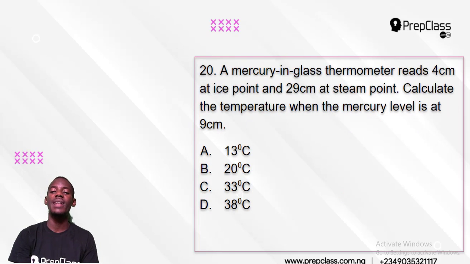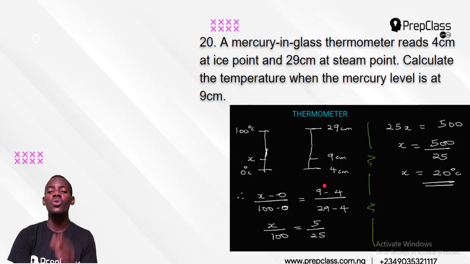Let's check out number 20. A mercury-in-glass thermometer reads 4 cm at ice point and 29 cm at steam point. Calculate the temperature at which the mercury level is at 9 cm. What will be the temperature in degrees Celsius? All thermometric questions, that is, all questions that have to do with a thermometer, can be solved in only one way. We have the maximum point, the steam point, and the lowest point, the ice point.